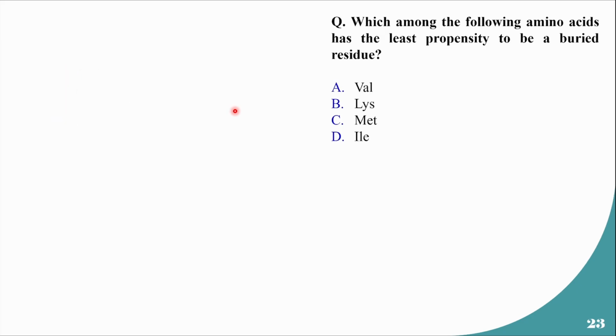So now, another question we have is: among these following amino acids, which one could have the least propensity to be a buried residue? Now, what is a buried residue in this case? A buried residue is basically a residue that is present in the core part of the protein structure, away from the surface, basically away from the solvent. So it is not solvent exposed in our cells, right? So which of these residues could have the least propensity to be a buried residue?